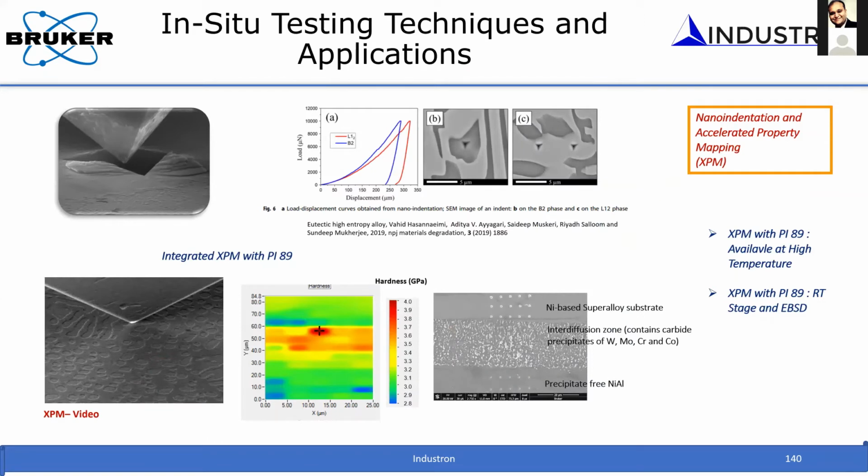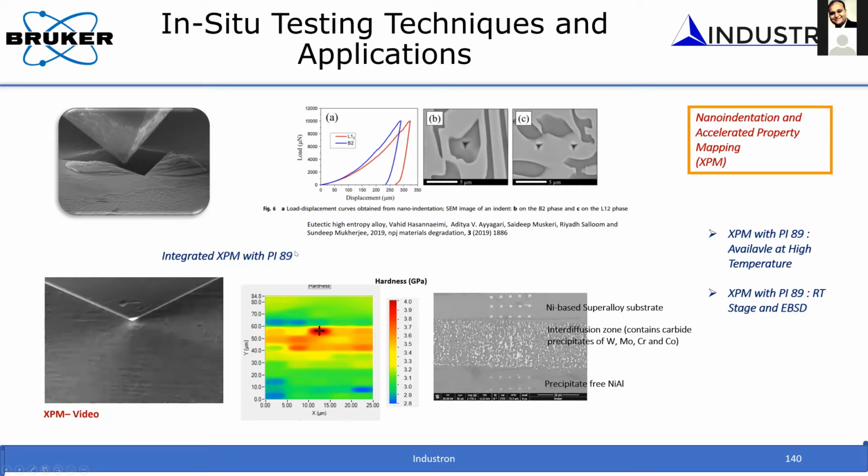So with that, we can go and study a number of materials. This is a particular material, a high entropy alloy, where you can see multiple phases, and the mechanical response is different at different phases. Instead of doing it at one place and understanding the response one phase at a time, you can also use this XPM technique that we developed, where you can do an array of indents in a matrix of indents, get the mechanical properties, and do this very fast.